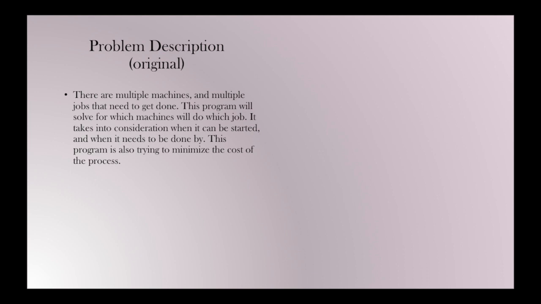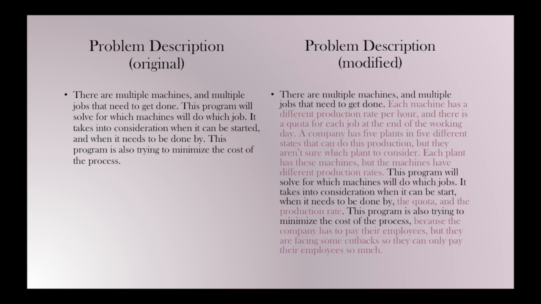I've tried to add to this to make it more complex, and here's the new problem description. There are multiple machines and multiple jobs that need to get done. Each machine has a different production rate per hour, and there is a quota for each job at the end of the working day. A company has 5 plants in 5 different states that can do this production, but they aren't sure which plant to consider. Each plant has these machines, but the machines have different production rates.